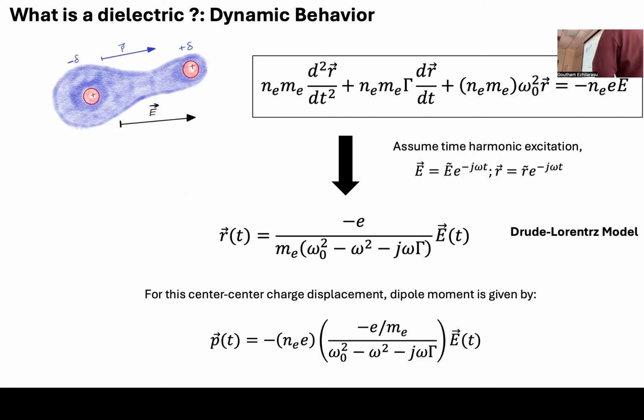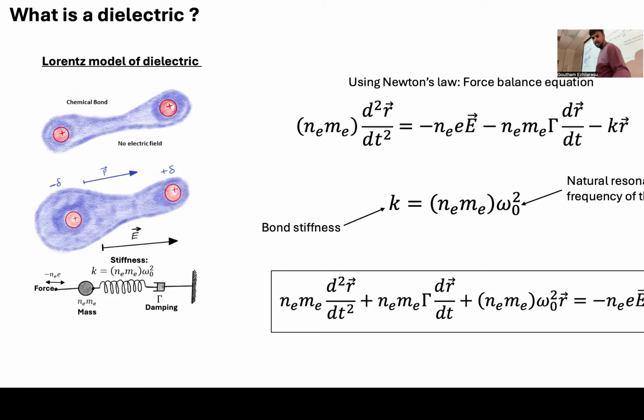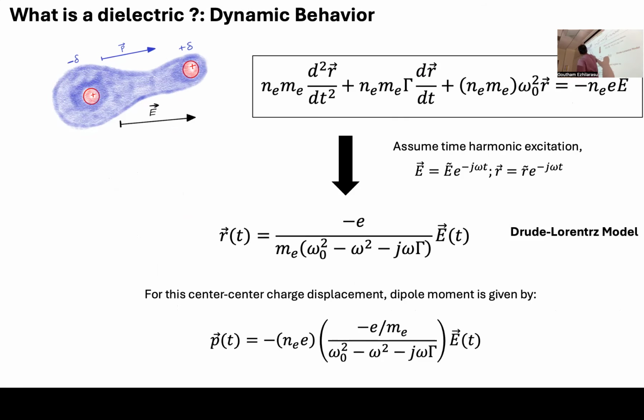Now that you know the displacement, you know the actual charge displacement. The dipole moment is just given by the total charge times the displacement. So the dipole moment is just going to be the displacement that we calculated times the total charge, which is Ne times e, correct? So this is the dipole moment.